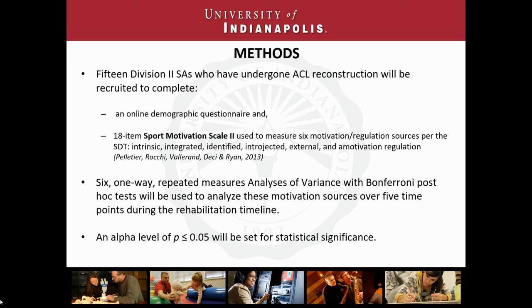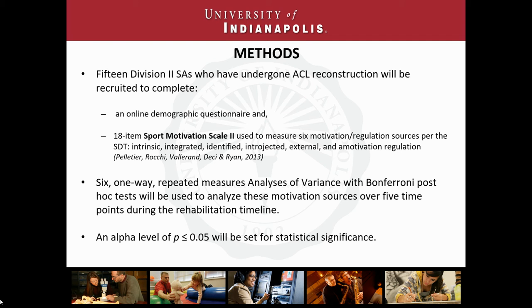We wanted to recruit 15 Division II student athletes who have undergone ACL reconstruction, completing an online demographic questionnaire and an 18-item Sport Motivation Scale 2, used to measure the six motivation sources in the self-determination theory continuum that we spoke about before. We will analyze results through analysis of variance with the Bonferroni post hoc test, which will allow us to compare the means of the six motivation sources over time, 5 time points.